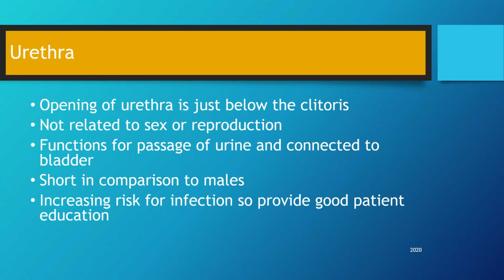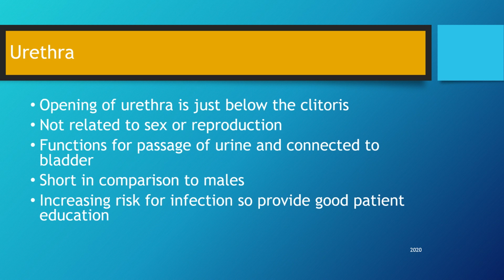The opening to the urethra is just below the clitoris. Although it is not related to sex or reproduction, it is included in the vulva. The urethra is actually used for the passage of urine and is connected to the bladder. In females, the urethra is 1.5 inches long compared to males, whose urethra is 8 inches long.